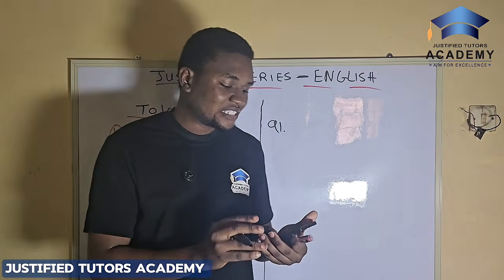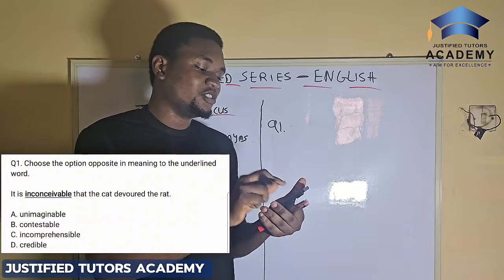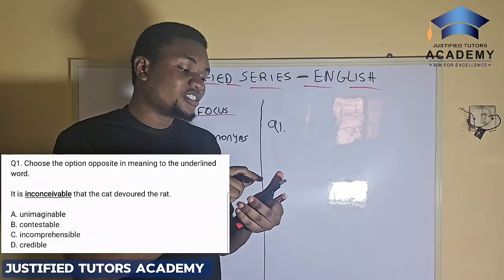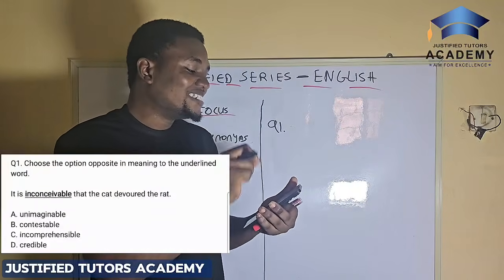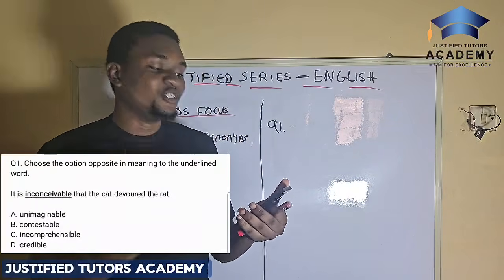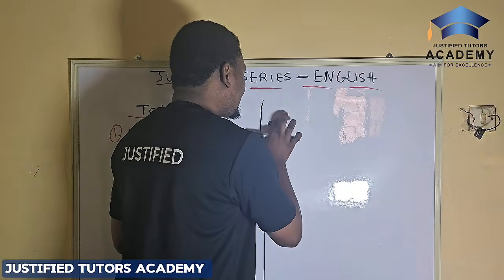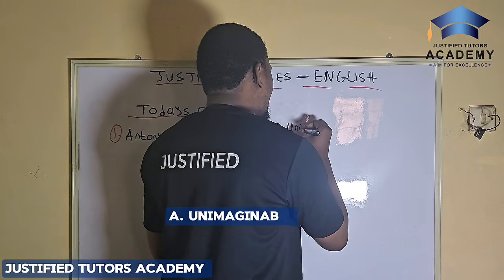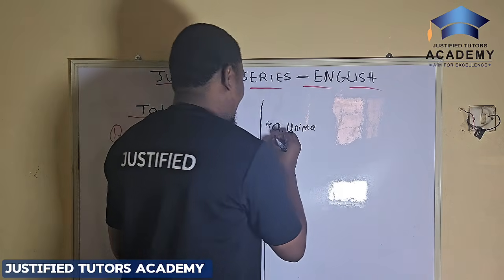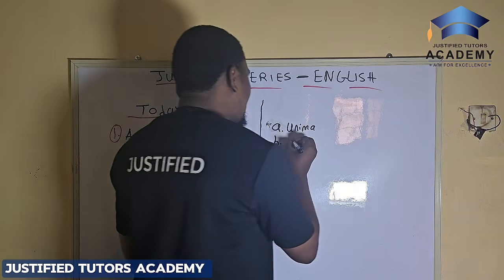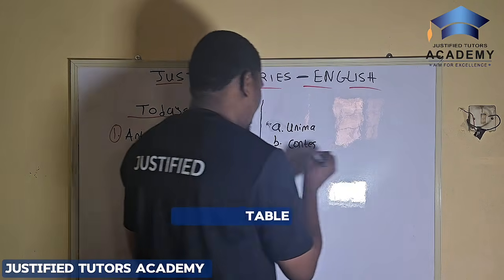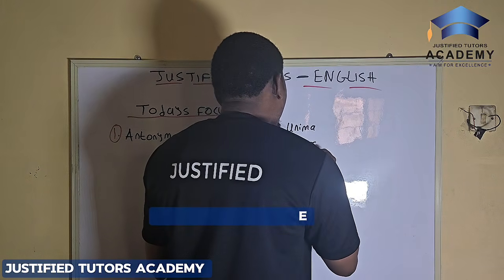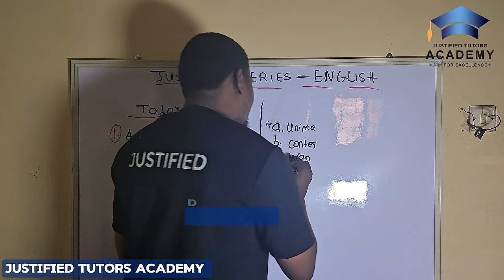So now question one says, choose the option opposite in meaning to the underlined word. The underlined word here is inconceivable. It says, it is inconceivable that the cat devoured the rat. Then we have here: A is unimaginable. B is contestable. C is incompressible, and D is credible.